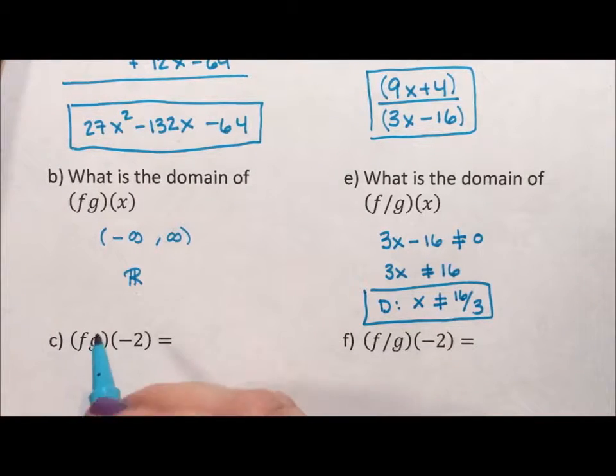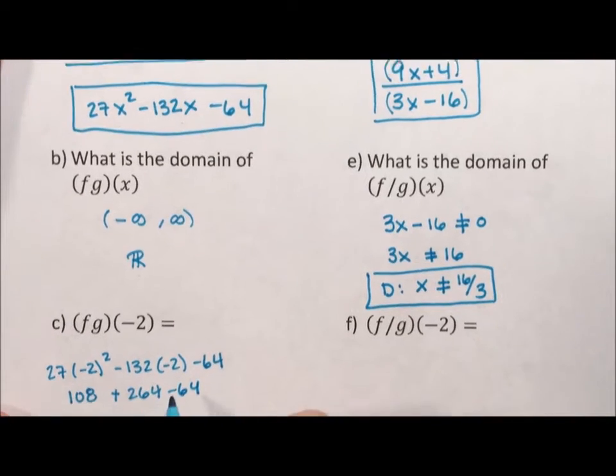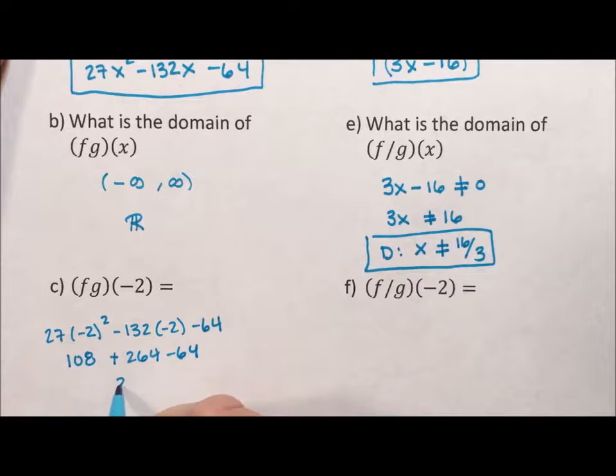Now if I put negative 2 in for this, I get 27 times negative 2 squared minus 132 times negative 2 minus 64. This becomes 108 plus 264 minus 64, which gives us a final answer of 308.